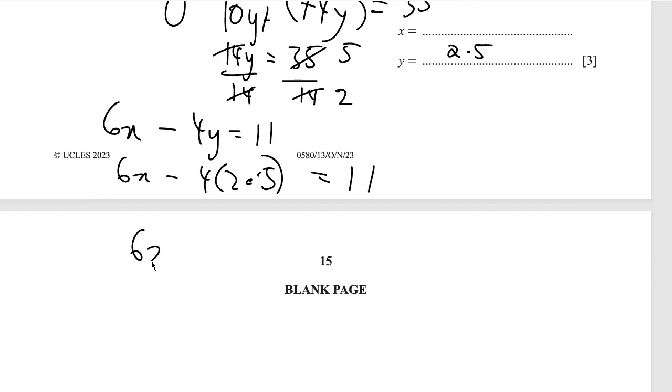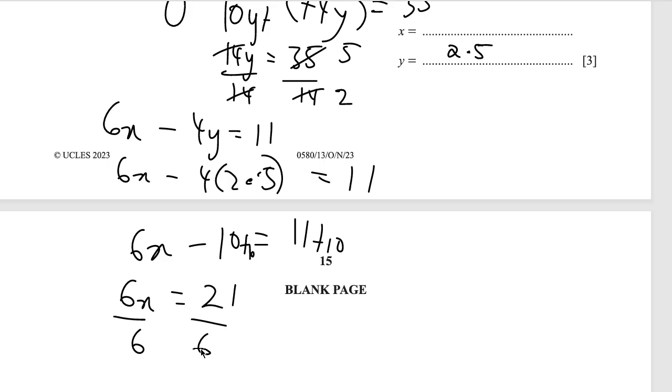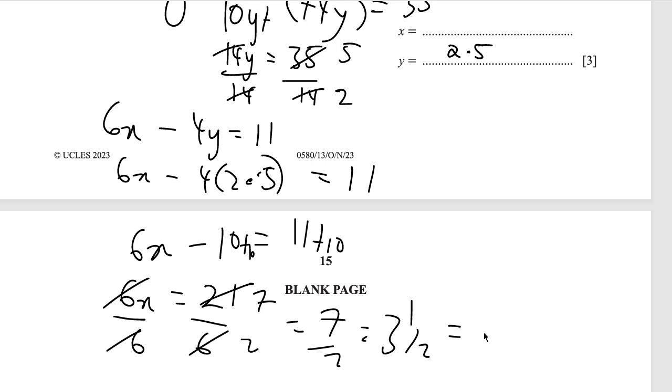And then 6x negative 4 times 2.5 is negative 10 equals 11, right? So 6x is equal to 21, because we're going to add 10 to both sides. Then divide 21 by 6. Then when 3 goes into 21, we have 7. 3 goes into 6, we have 2. And then 7 over 2 is 3.5.